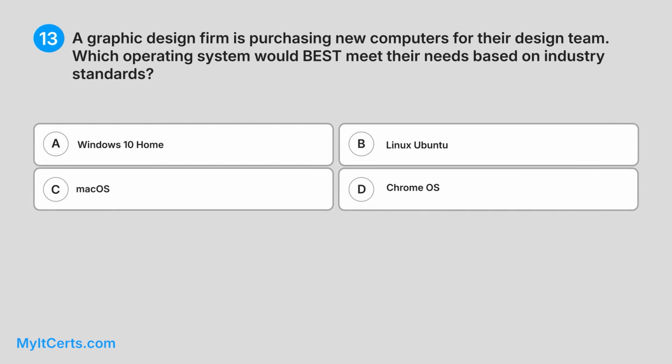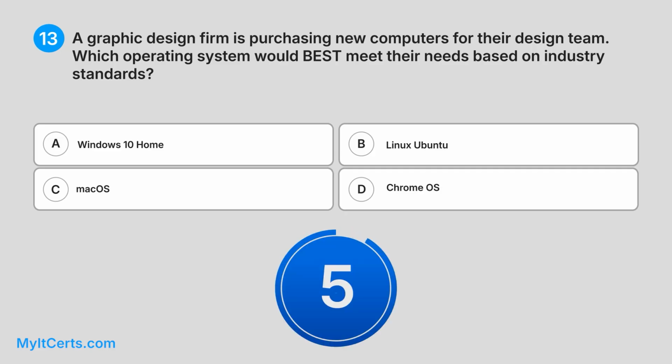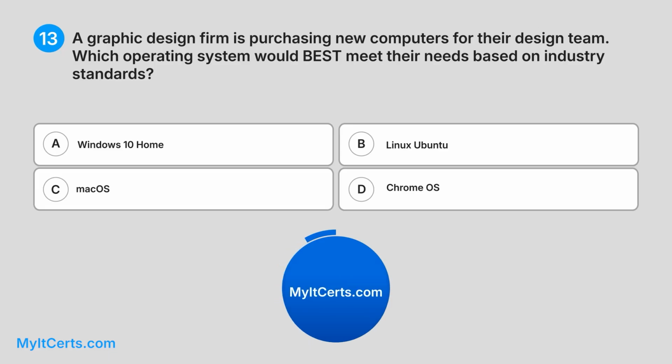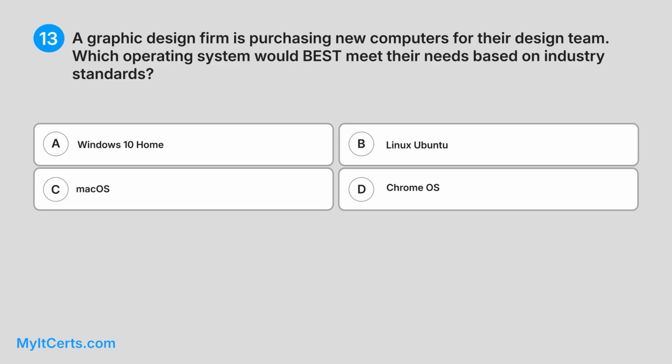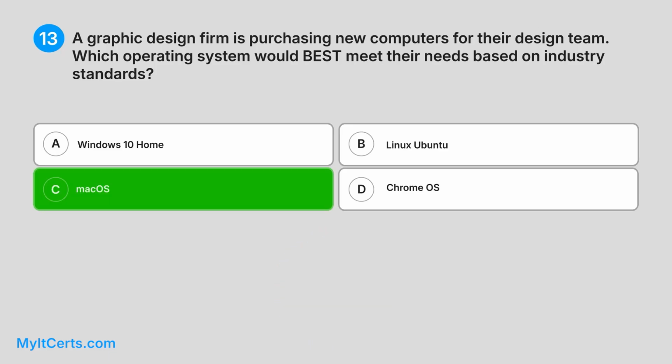13. A graphic design firm is purchasing new computers for their design team. Which operating system would best meet their needs based on industry standards? A. Windows 10 Home, B. Linux Ubuntu, C. macOS, D. Chrome OS. What do you think is the answer? Correct answer, C. macOS.